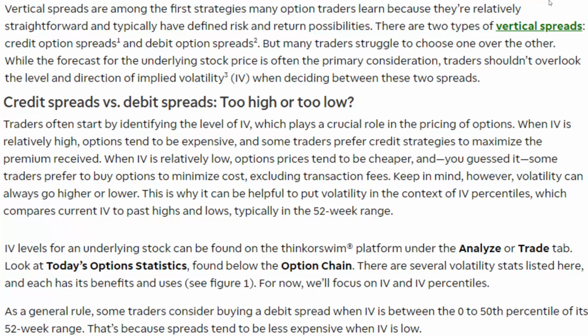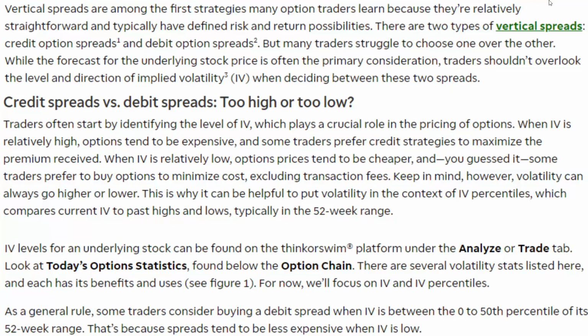When IV is relatively high, options tend to be expensive, and some traders prefer credit strategies to maximize the premium received. When IV is relatively low, option prices tend to be cheaper, and you guessed it, some traders prefer to buy options to minimize the cost, excluding transaction fees. Keep in mind, however, volatility can always go higher or lower.